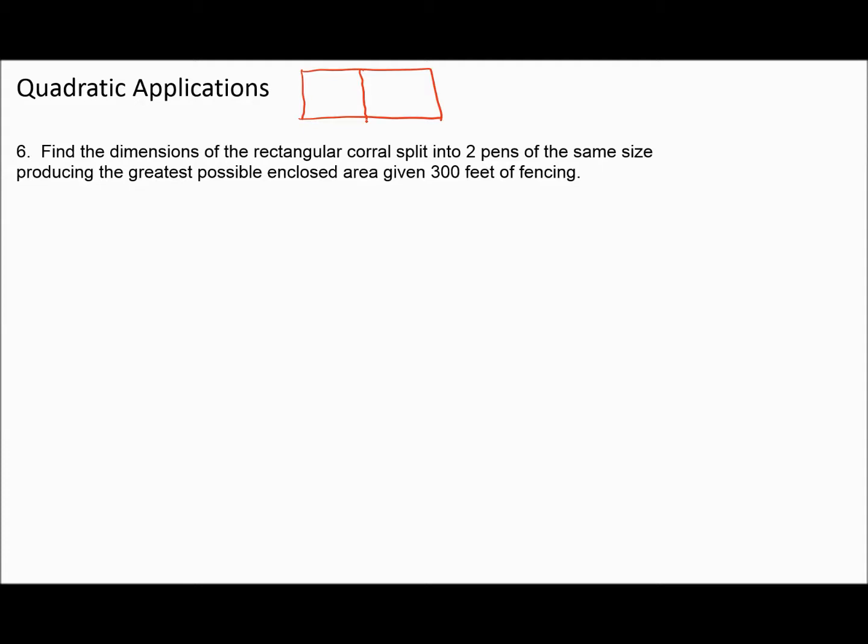Now if you want to, we can call this distance across the bottom x. And then the height right here, or the width, we could call y. And you could call it L and W too. It doesn't matter to me. For some reason, this problem leans more towards X's and Y's. Okay? So that length across the top, that would also be X, wouldn't it? All the way across the top.